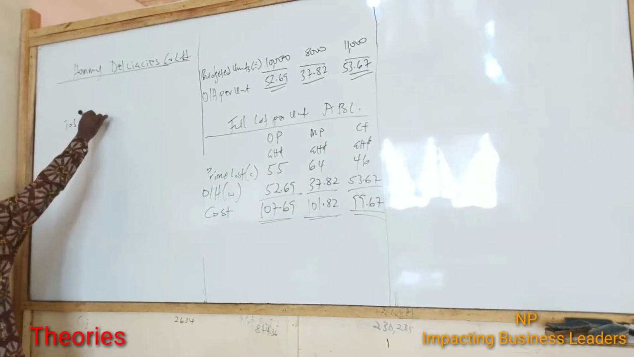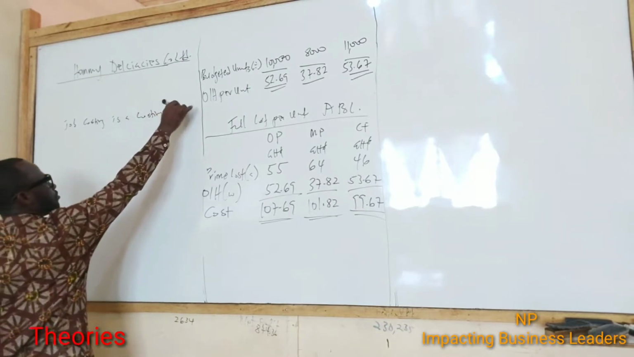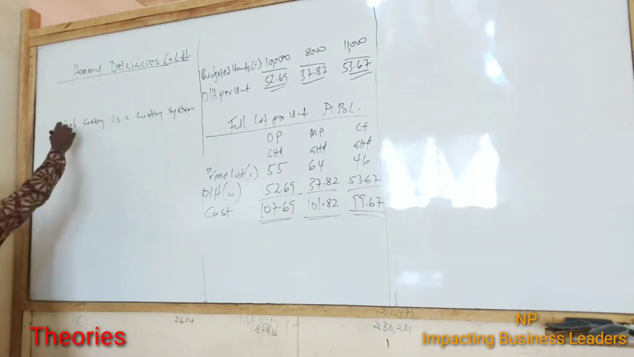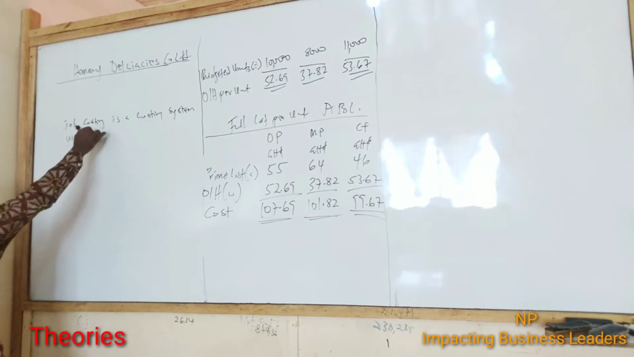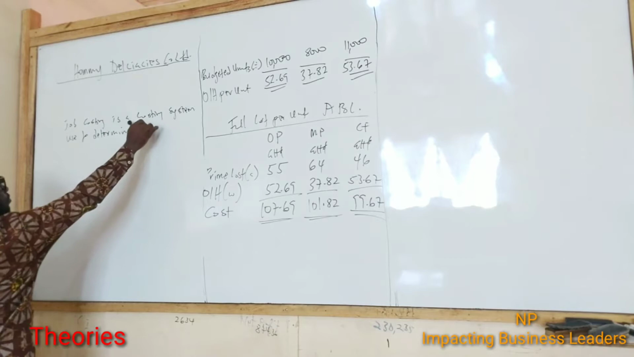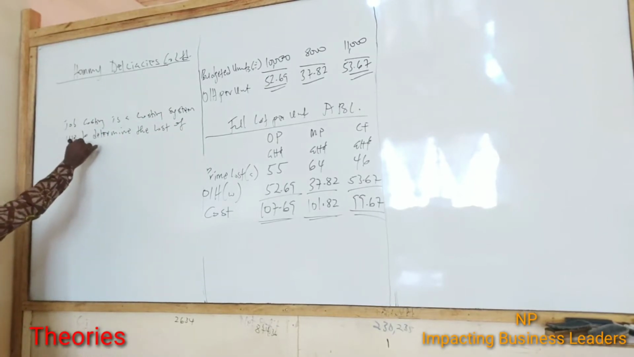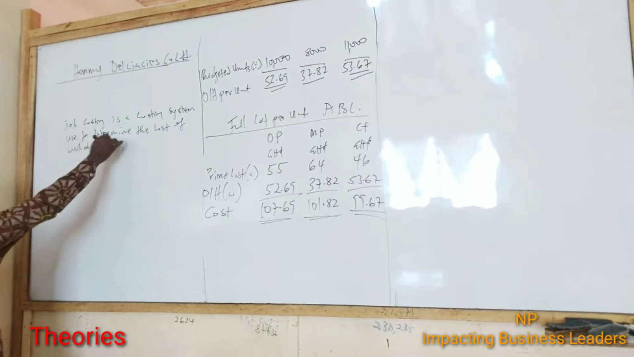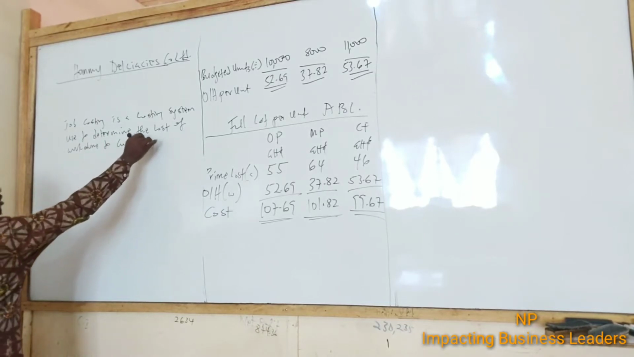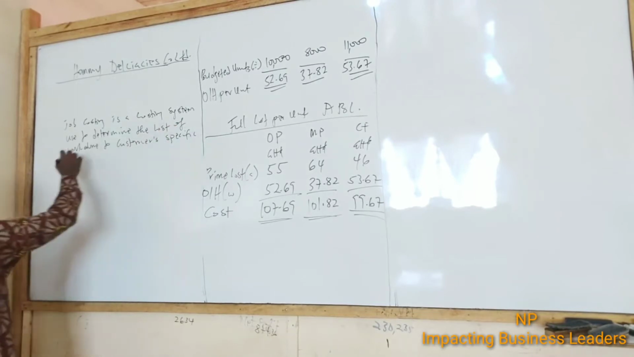Job costing is a costing system used to determine the cost of work done to a customer's specific requirement.